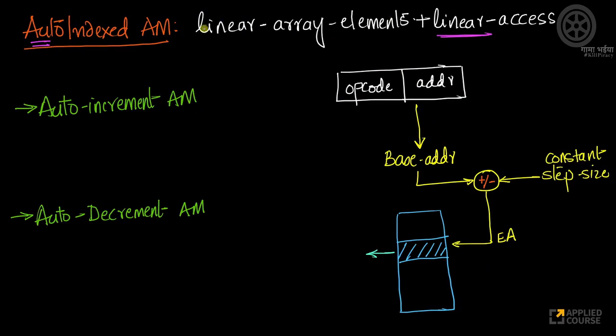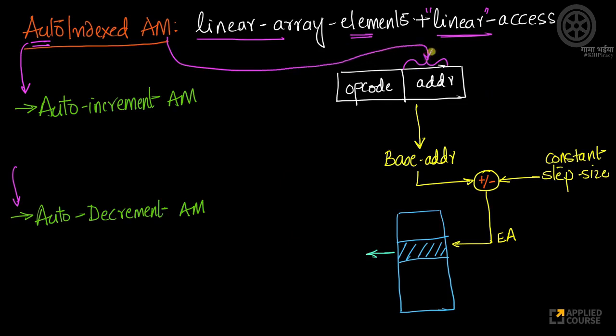So what you have here is a linear array of elements, but you only have linear access, not random access. The way it will work is this. Again, there are two types of auto-indexed addressing modes, auto-increment and auto-decrement. I'll come to this in a little while. But first let's understand. Imagine I have an opcode and an address. Let's assume this address is in an auto-indexed addressing mode.